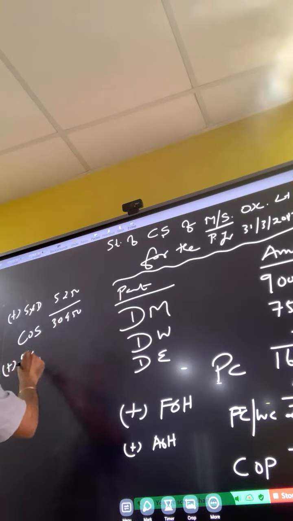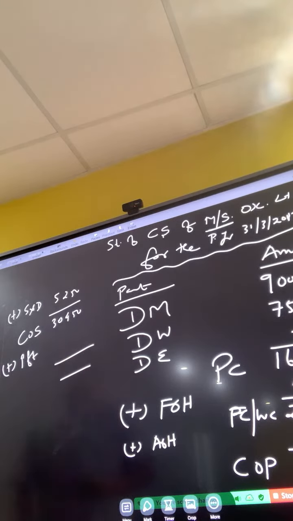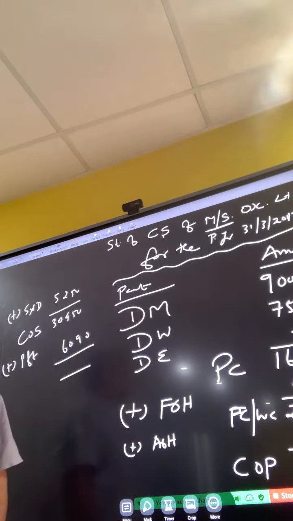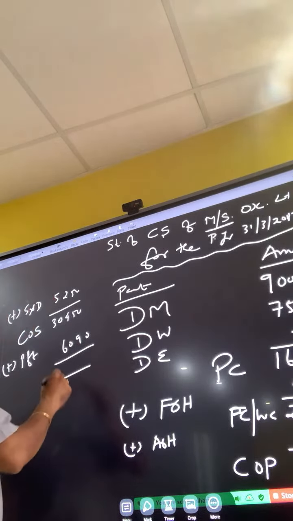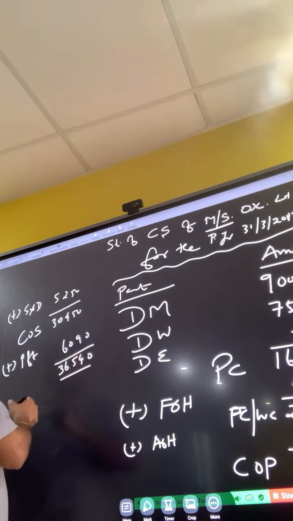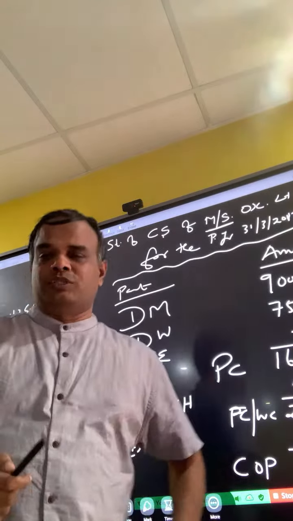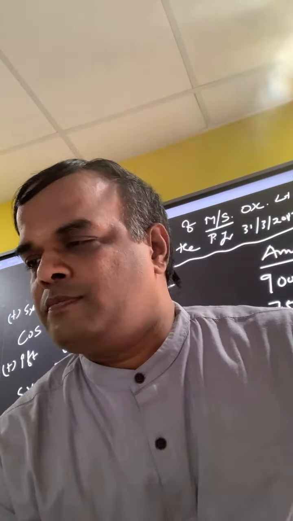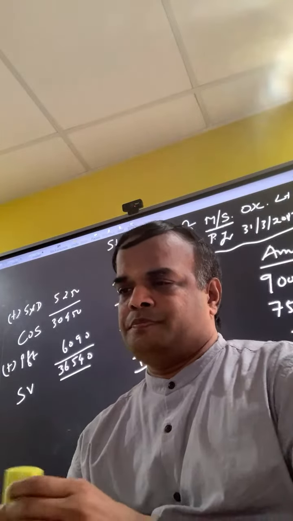Add profit given, am I right? 6,090. So the total is called sales value. How much? 36,540. The total is called sales value, selling price or sales value. Cost plus profit, total sales value is equal to 36,540. Very good. Note it down. Good work, Ida. Good, Sriram.